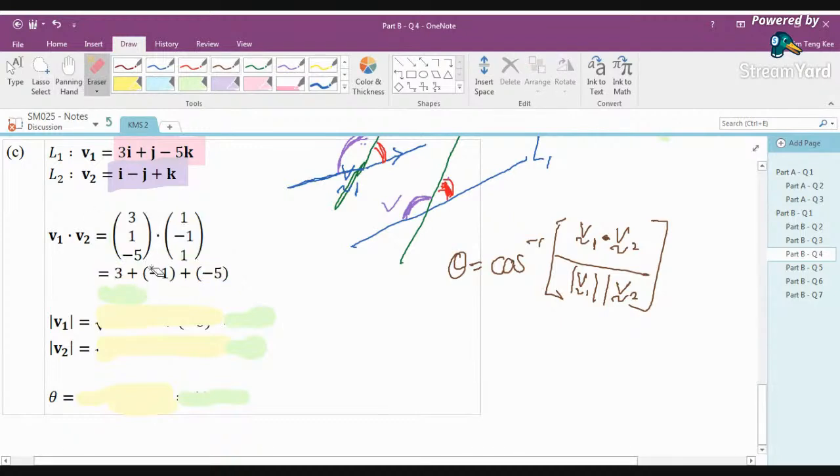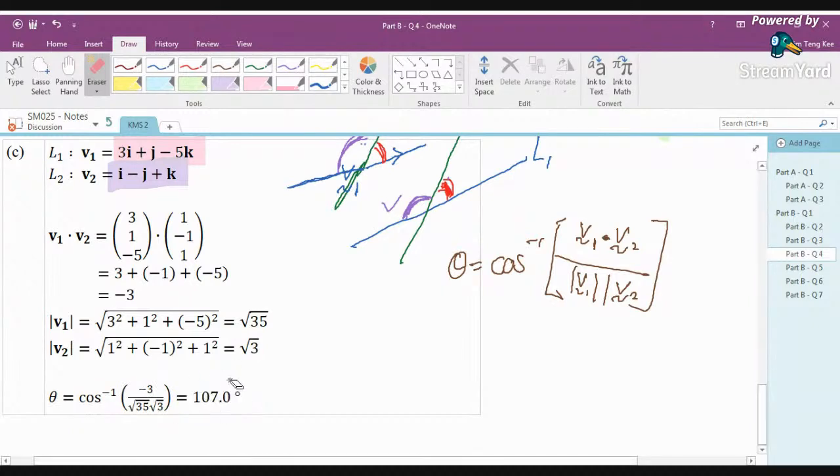So to get the dot product, this is the result I have, minus 3. To get the norms of V1 and V2, I find that for V1, I have square root of 35, and for V2, I have square root of 3. As a result, when I press the calculator, I have the answer as 107, if I correct to 1 decimal place. So by right, it's good enough to keep your answer until here.